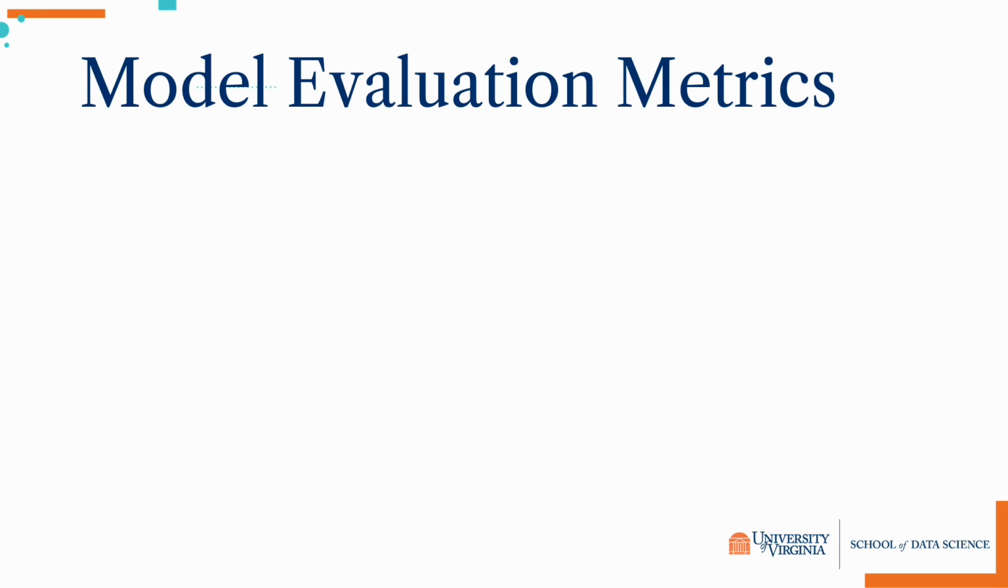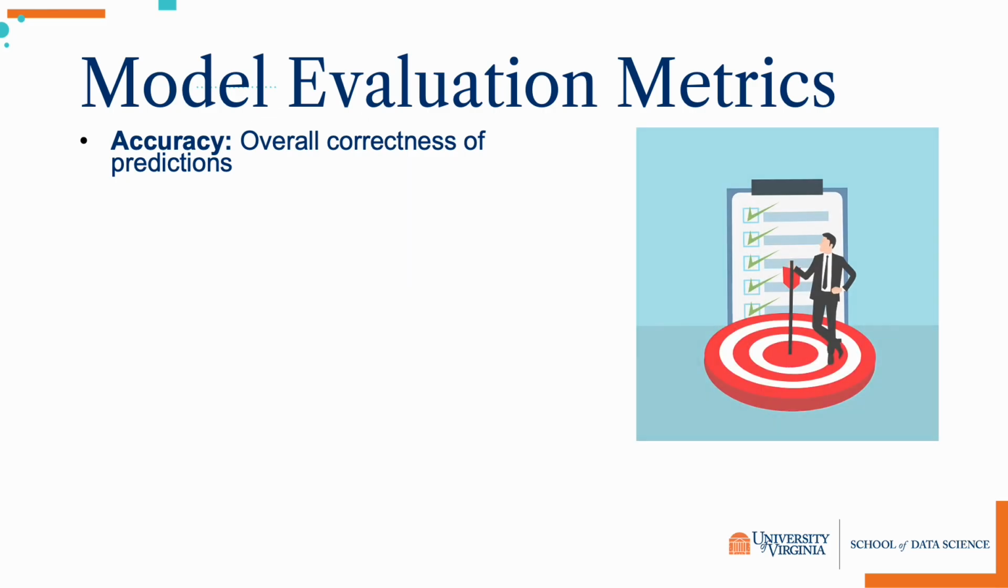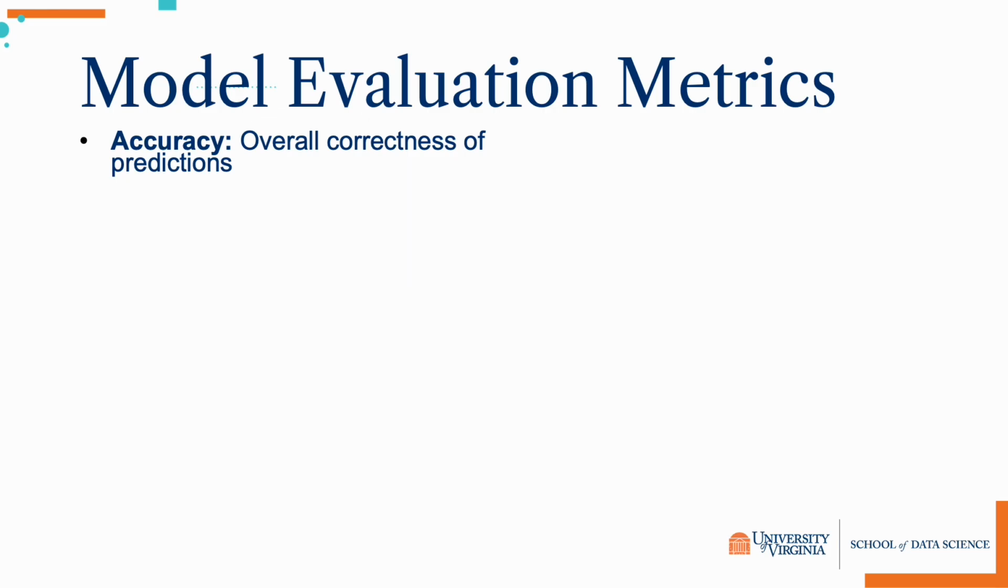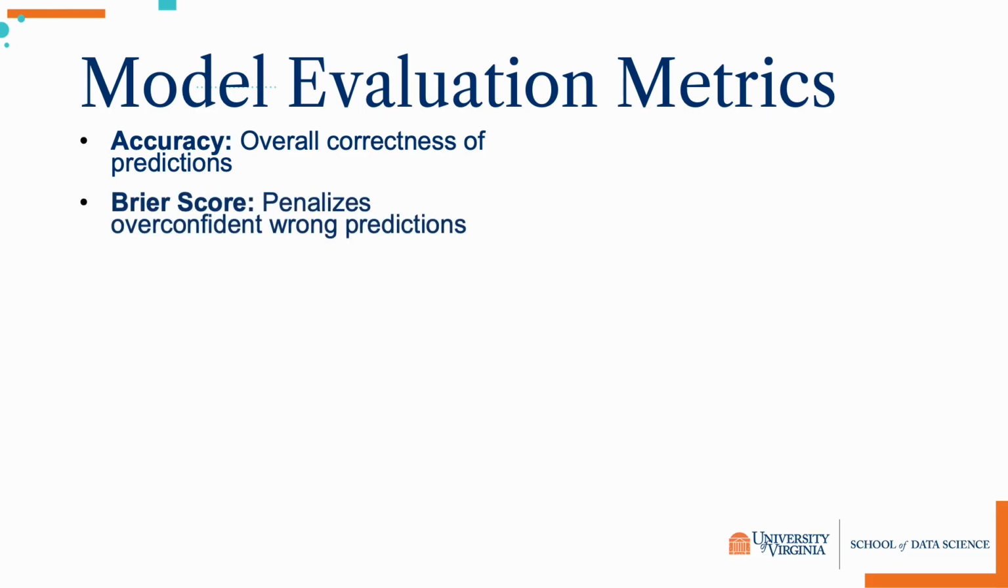Now for our model evaluation metrics. To comprehensively evaluate model performance, we relied on a range of metrics, and as you can see on our first bullet point, we had accuracy, which gave us a baseline idea of how often the model was correct. But because our data set is imbalanced, we also used the Brier score, and this was to evaluate the quality of probability predictions.